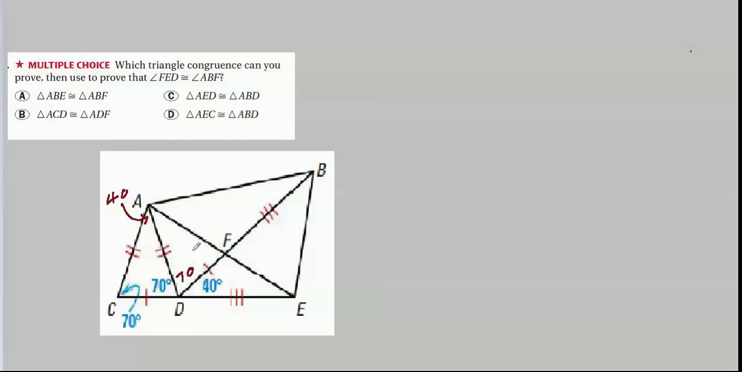Well, that's interesting. We have this side, according to the diagram, is congruent to this side. This side's congruent to this side. And we just figured out that the angle in between is congruent. So this triangle here, this AFD, is congruent to ACD. That's this line right here. But we don't know if we've got enough yet.